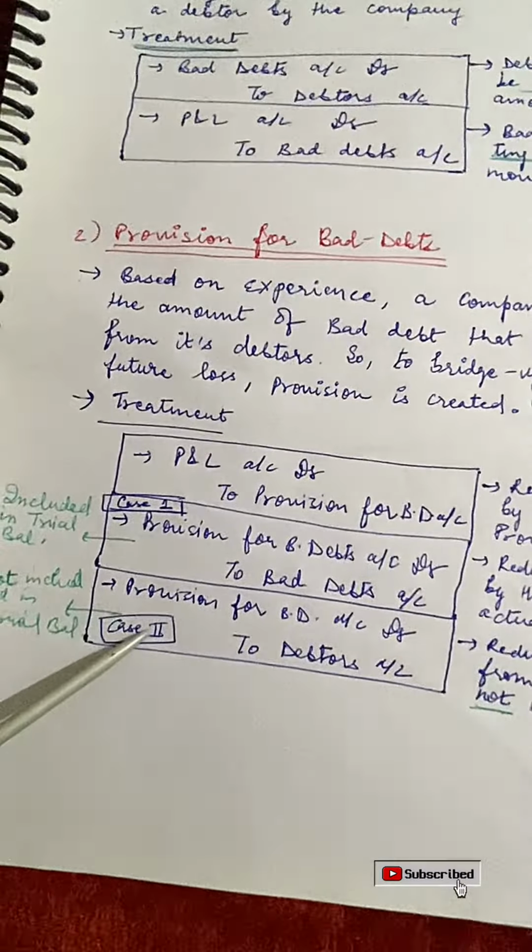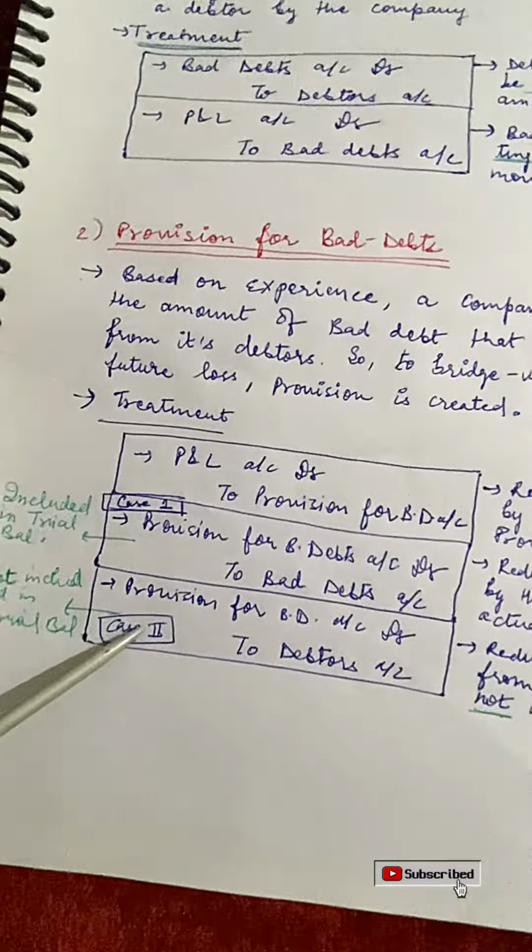But what if the trial balance did not include the above information? In that case, we will have to reduce the amount of provision for bad debts from the debtors as well. In the previous case, we already knew that the adjustment had been made in the trial balance, so debtors need not be considered. But in this case, we have to reduce the amount from debtors as well because it is not included in the trial balance. So the entry would be provision account debit, debtors account credit. We are reducing our debtors.